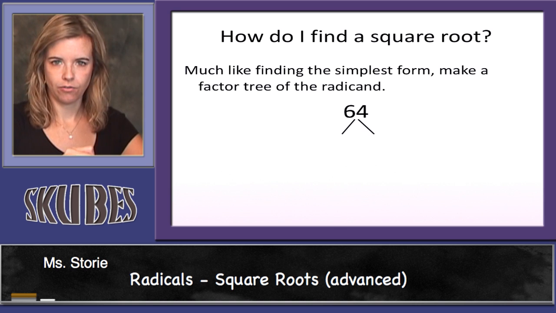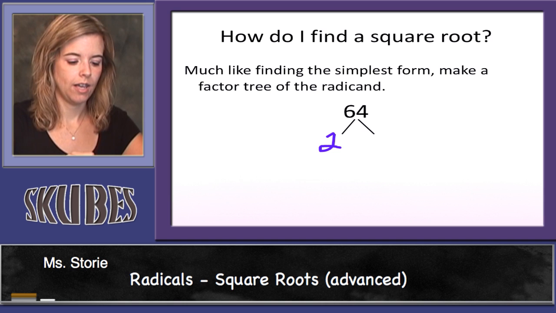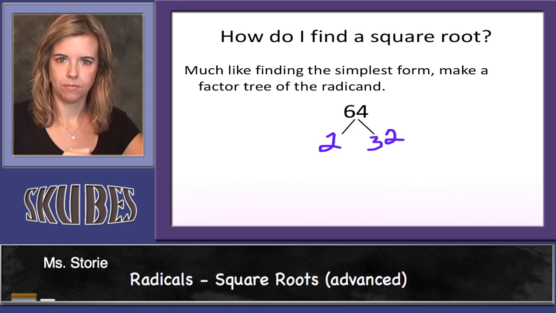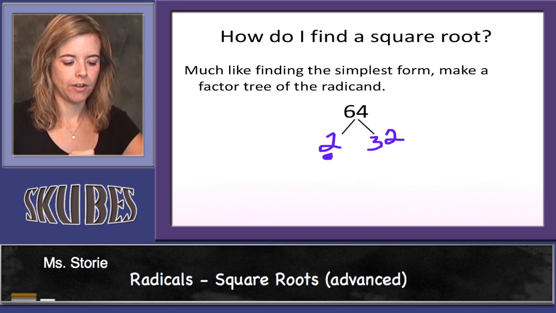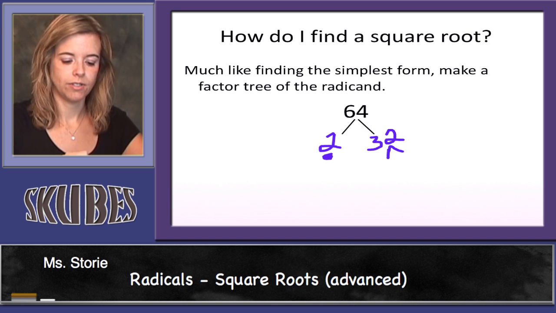You can break this down however you want with whatever numbers you want. As long as they go in evenly, it's going to work out the same in the end. You're going to get down to the same prime numbers. For here, just because this is an even number, I know that 2 is going to go into there, and it's going to go into there 32 times. Once I find a prime number, I always put a dot underneath it so that I can keep track of all my prime numbers. 32 is not prime.